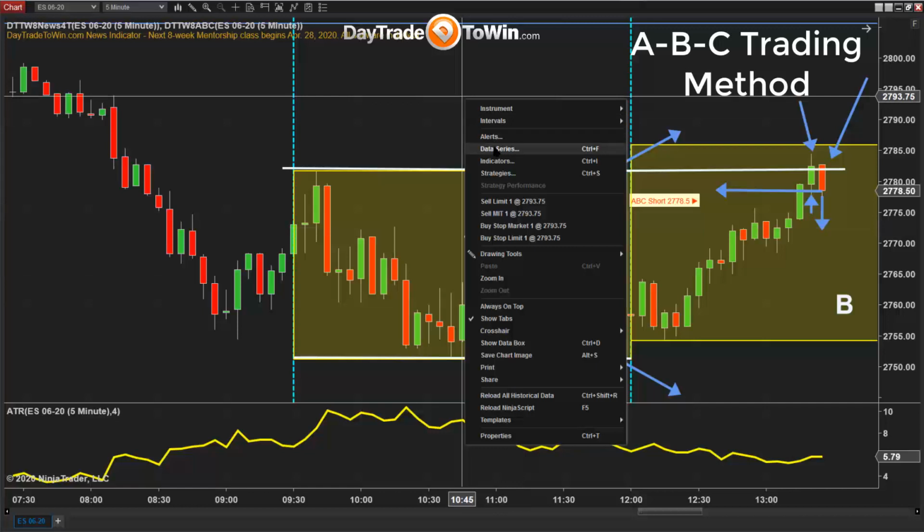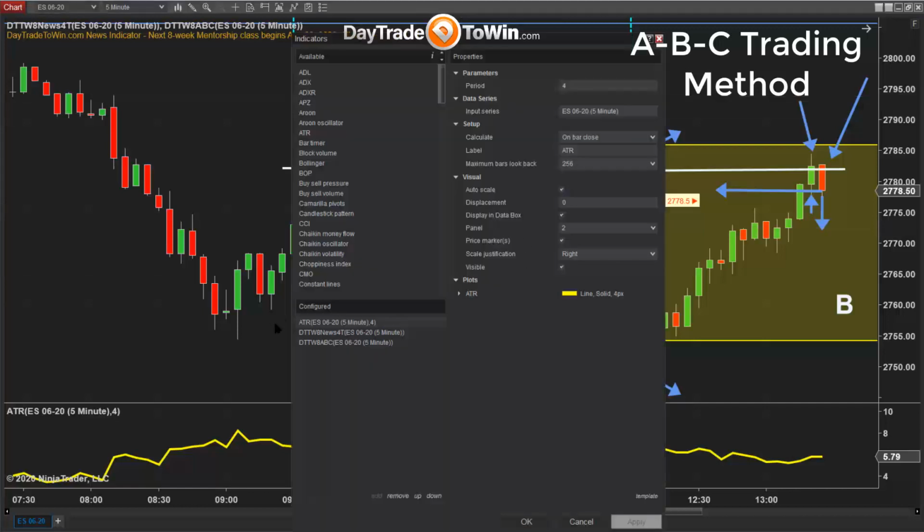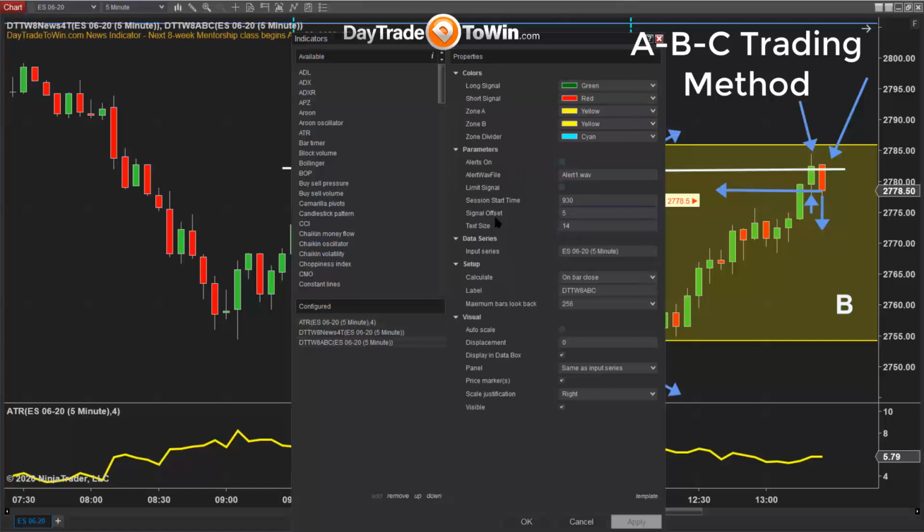And you can push the signal out of the way. Here I have it actually right on the signal offset. You can push it off out of the way so it doesn't clutter your chart. But that's the reason for the signal. Okay, like that.